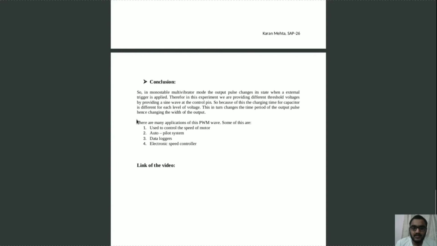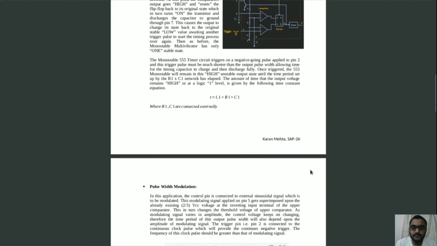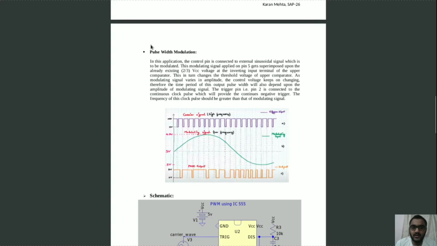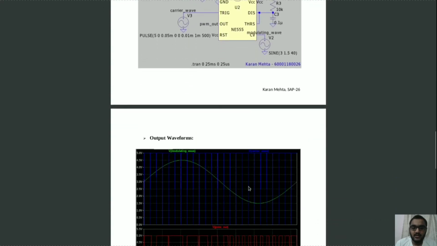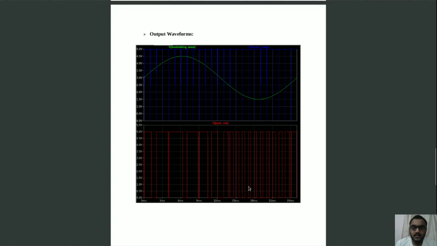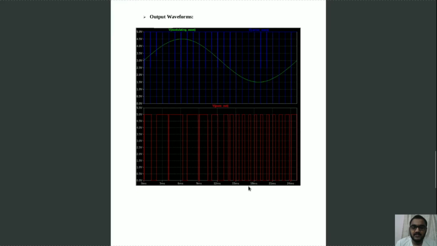This PWM has many applications, such as to control the speed of motors in autopilot systems, data loggers, and electronic speed controllers. So in this experiment, we saw the working of the monostable multivibrator. Then we saw how to create a pulse width modulation wave using IC555 in monostable mode, and then we saw its output. So this was generation of PWM waveform using IC 555.